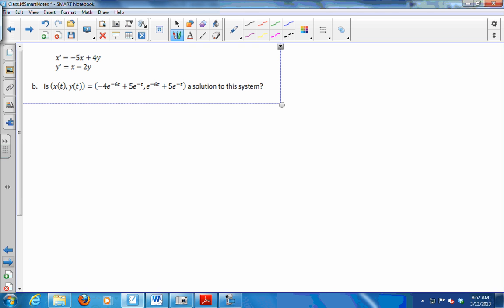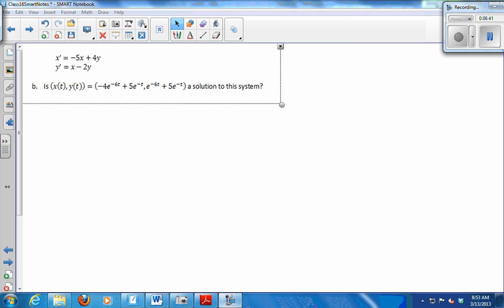All right, so here's another candidate, x of t, y of t. Is this a solution? You guys can work on this one for a minute or two.